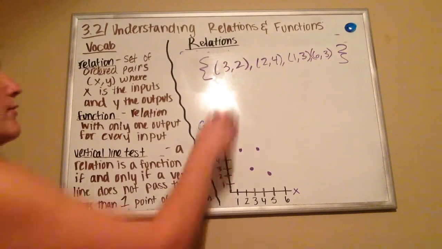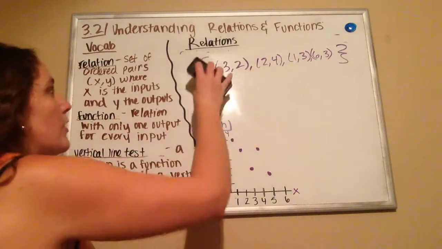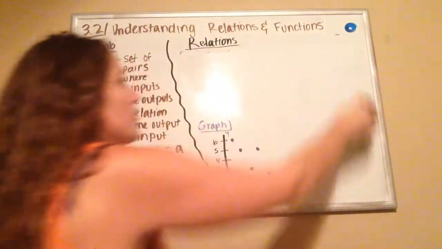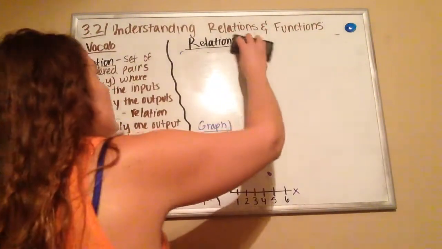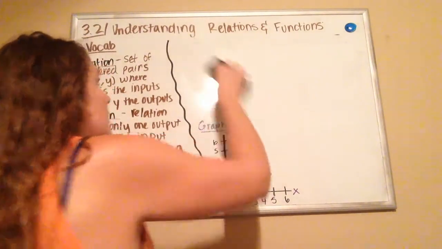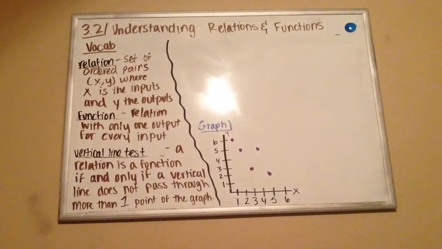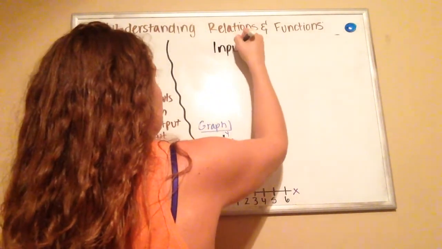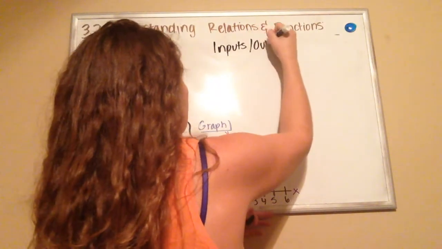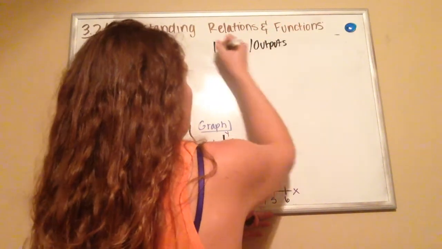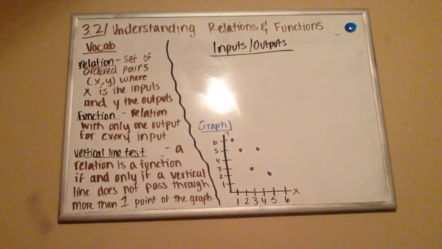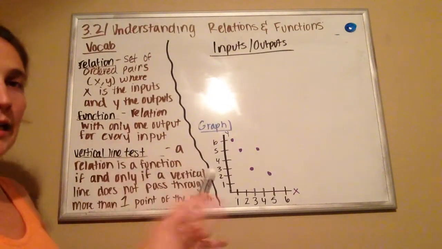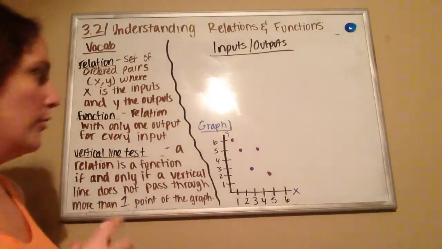Alright, I'm assuming you guys have completed this one on the left-hand side, so I'm going to go ahead and erase it. Before we look at using the vertical, we'll look at inputs and outputs. Remember, the X's are always the inputs, or what you're putting in. The Y's are always the outputs, what you're pulling out.